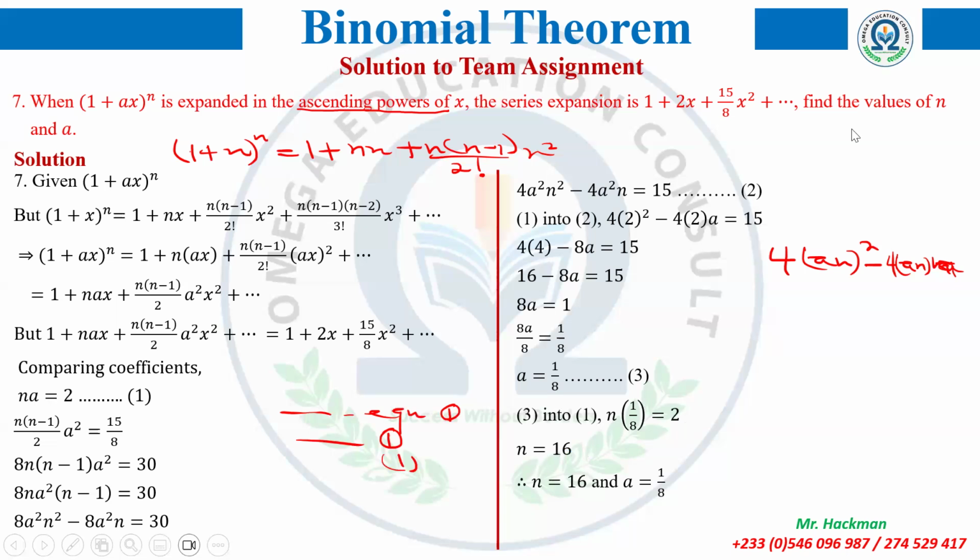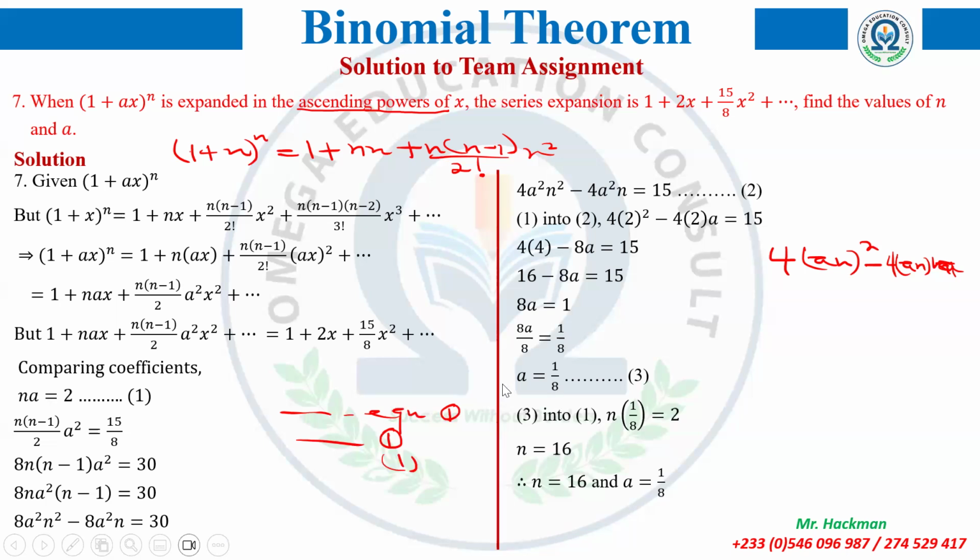But the nature of the question asks us to find the values of n and a. So when you are concluding, you conclude in that order, though the order doesn't really matter. What is important is you've concluded with the values of your n and your a, or your a and your n. So you write, therefore, n is equal to 16 and a is equal to 1 over 8.